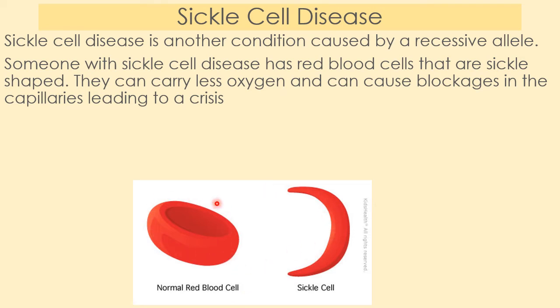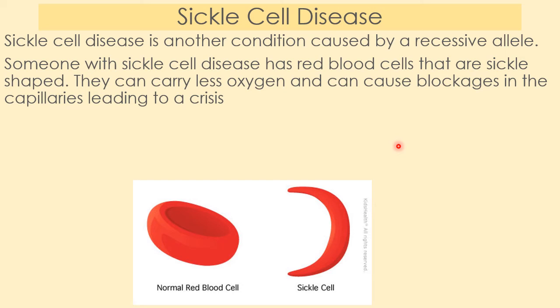This is our normal red blood cell, that biconcave disc, which carries lots of oxygen and can fit in small places. This one will carry less oxygen and can also cause blockages in capillaries, which leads to something called a crisis, which is where there's a lot of pain and oxygen can't get to the place where it's needed. People with sickle cell, again, would normally die younger than the general population. They're also more at risk of infections as well.